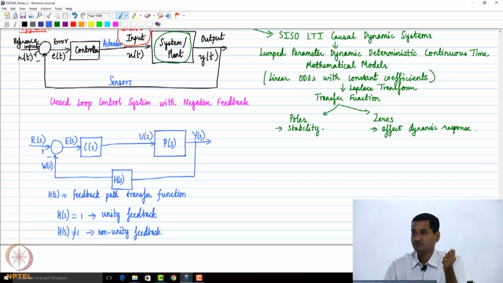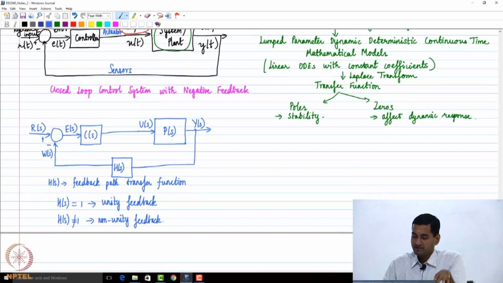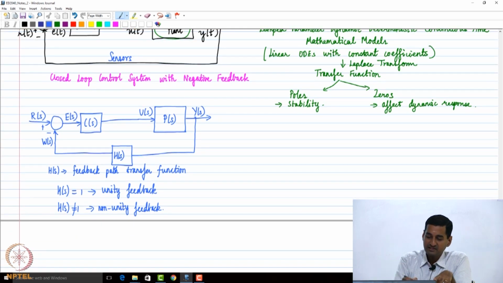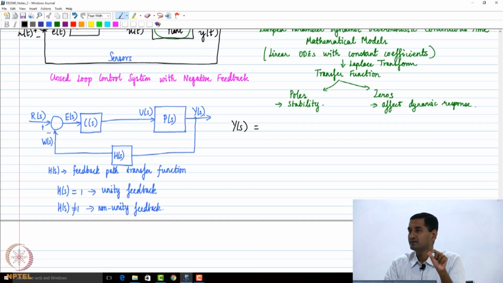Fine. Now let's do some simple algebra here. Please stop me once again if there are any questions. The advantage with going to the complex domain and drawing this block diagram is that if you take the output of any block, for example this plant block, the output signal at the plant block is capital Y of S.